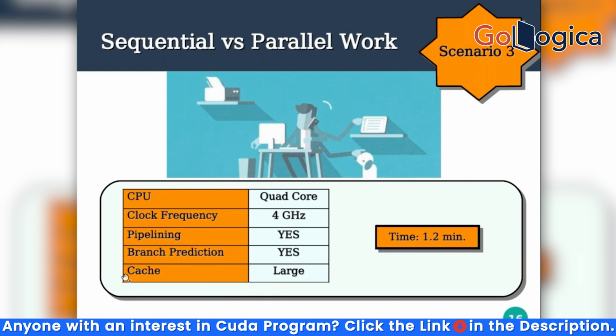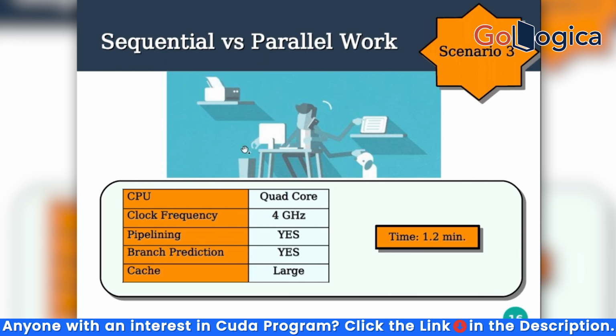But definitely, cache is somehow important in the case of your CUDA program, where you can explicitly leverage this cache memory, right? So this is about the difference between sequential and parallel work, and how we can relate it to your real life scenario and computers, right?